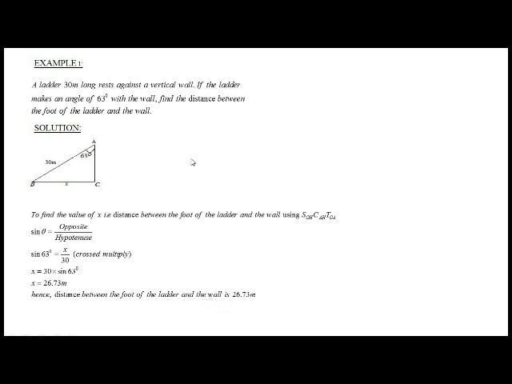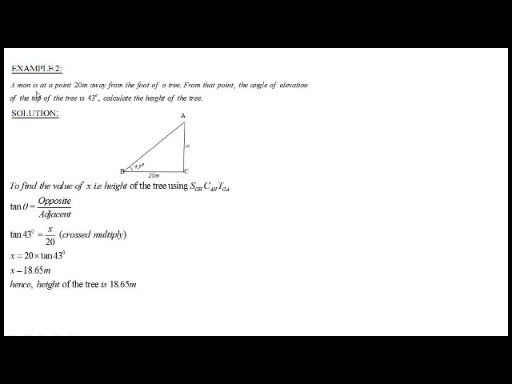You see, that is very simple. Let's look at the second example. The second example stated that a man is at a point 20 meters away from the foot of a tree. From that point, the angle of elevation of the top of the tree is 43 degrees. Calculate the height of the tree. Don't forget, they said a man is at a point 20 meters away from the foot of a tree.